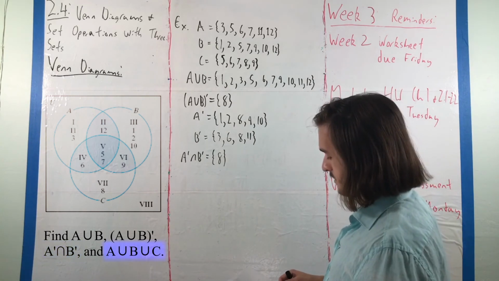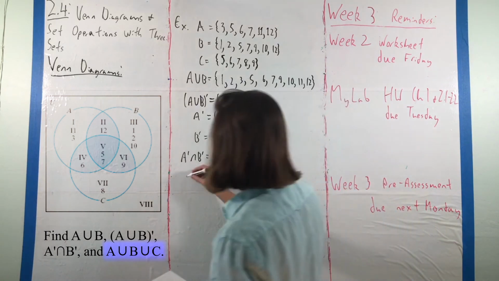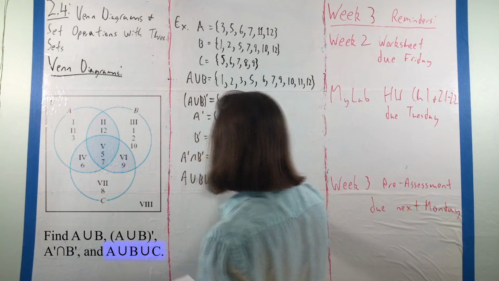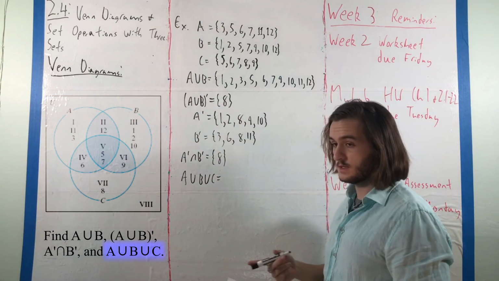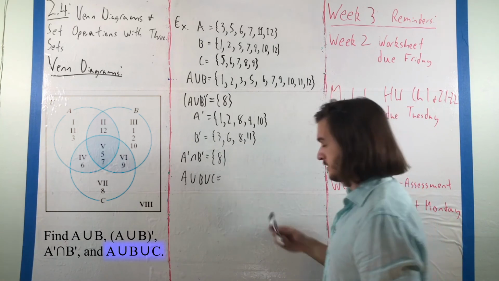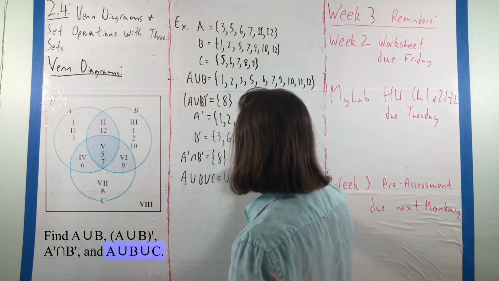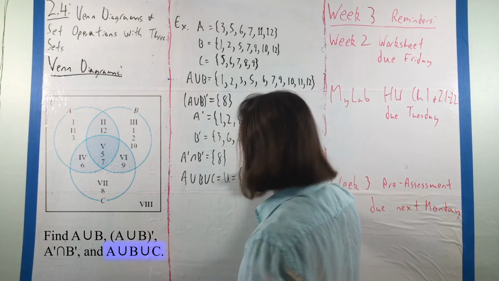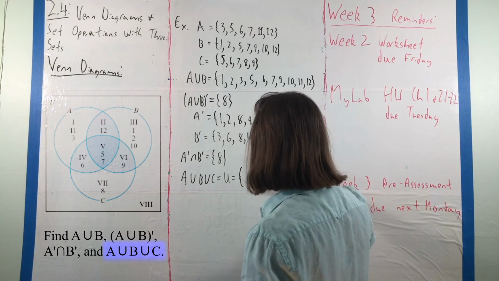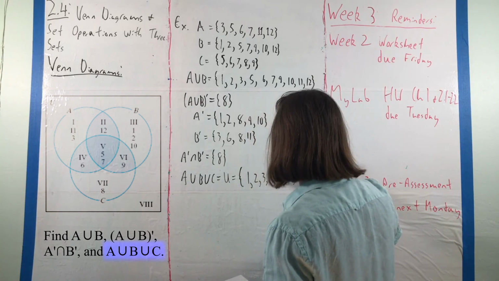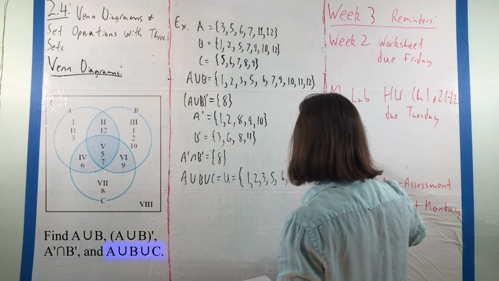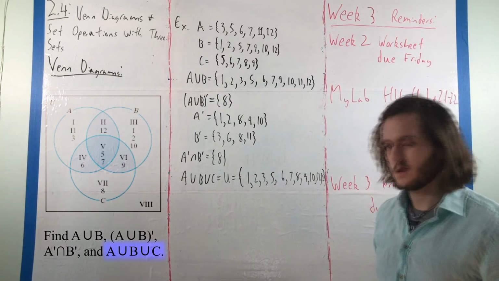Here, we can see that if we take A union B union C, since there is nothing outside of those 3 circles, there's nothing in the region 8, this is going to end up being the entire region U, which here is 1, 2, 3, 5, 6, 7, 8, 9, 10, 11. Ran a little low on space, but that's the idea.